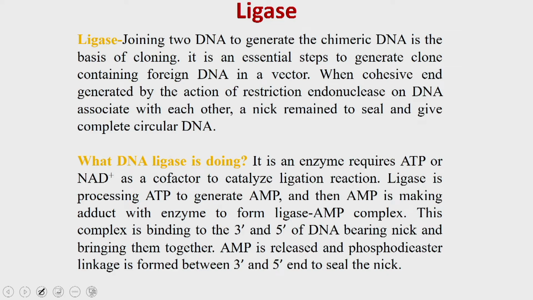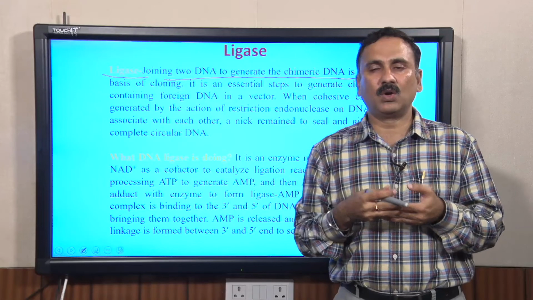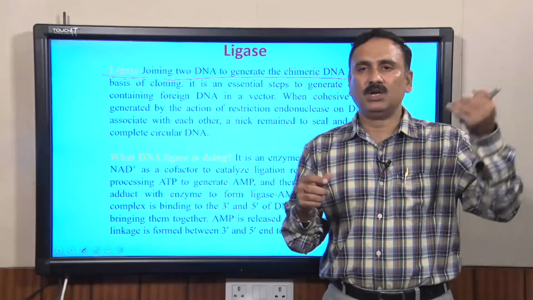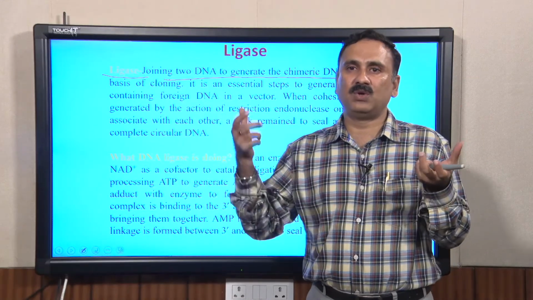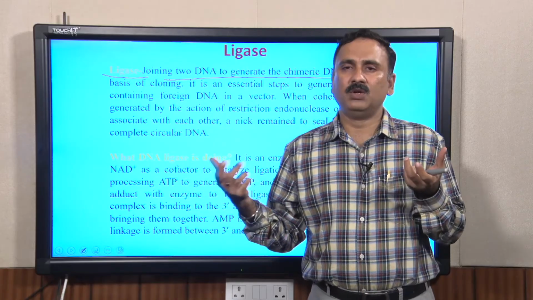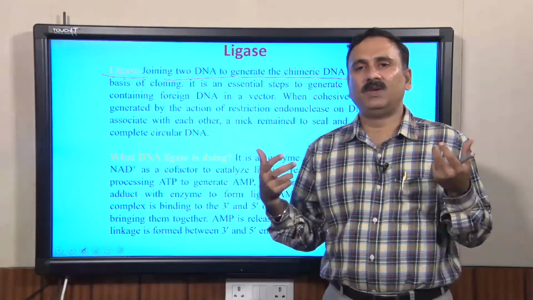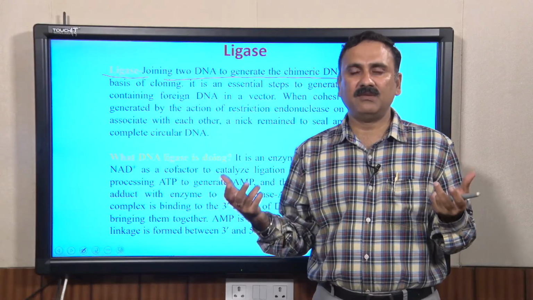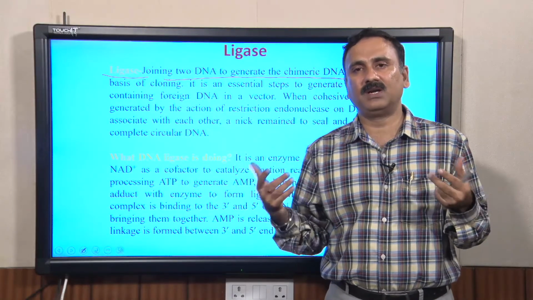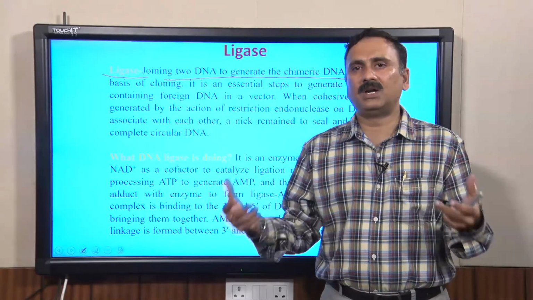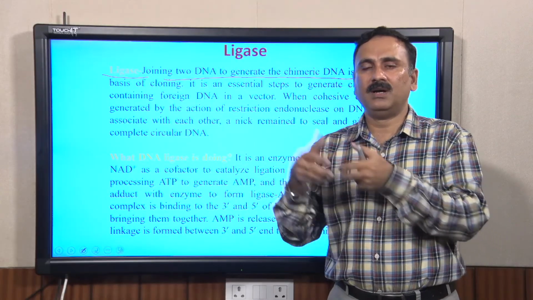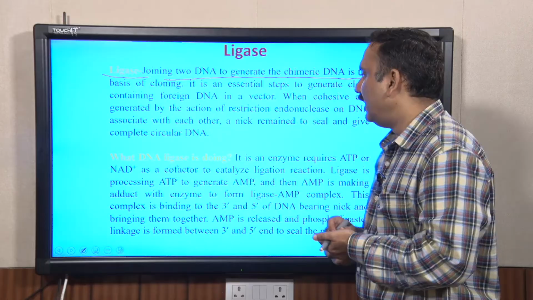Then we discussed the ligase. Ligase is an enzyme which joins two DNA molecules to generate chimeric DNA, and that is the basis of cloning. So, you cut the gene fragment which you have isolated from the genome, you cut the vector with the same set of restriction enzymes, so that they have a similar set of cohesive ends, and that is how you put them into a ligation reaction.